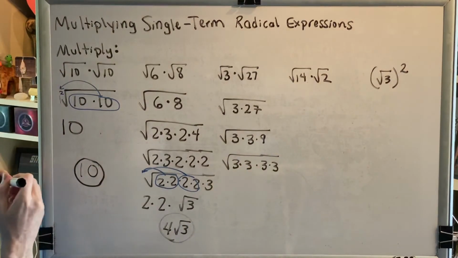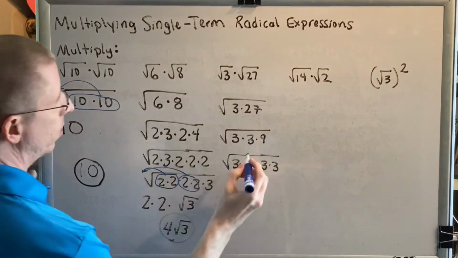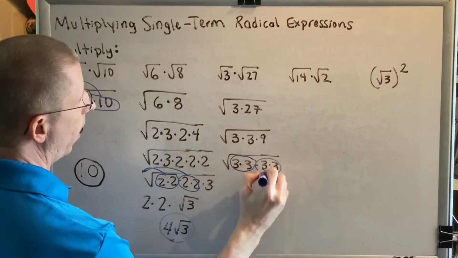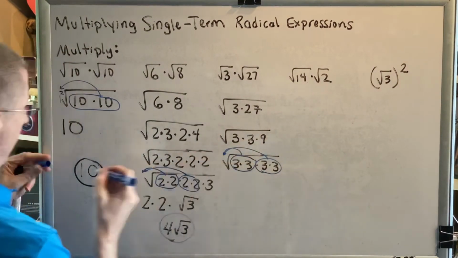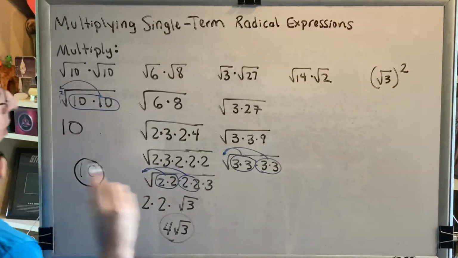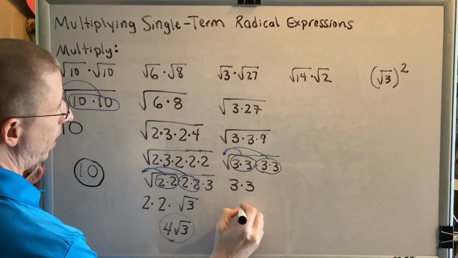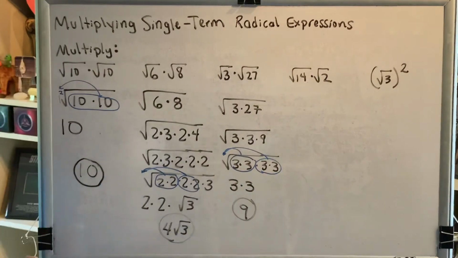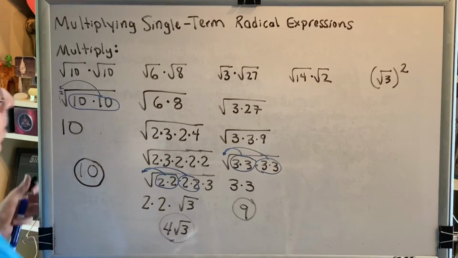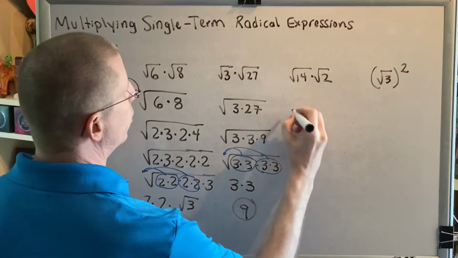This is a square root, so I'm looking to make perfect pairs. So there's a pair and there's a pair. Each pair sends a 3 outside to multiply, leaving nothing under the radical. And 3 times 3 is 9. Final answer, 9.